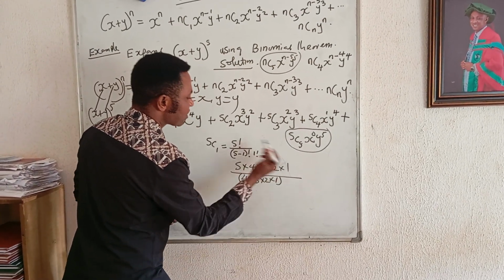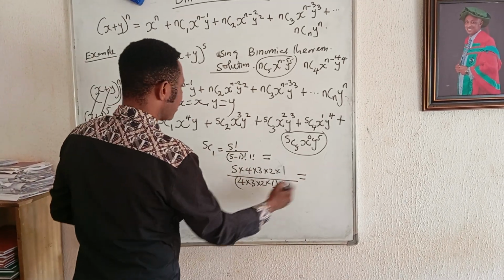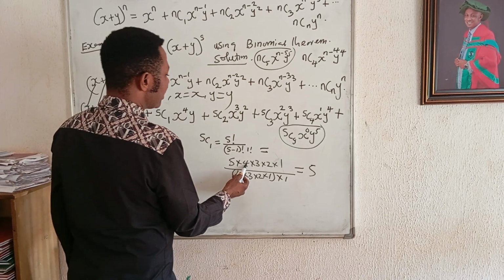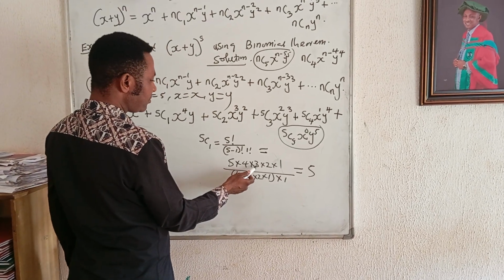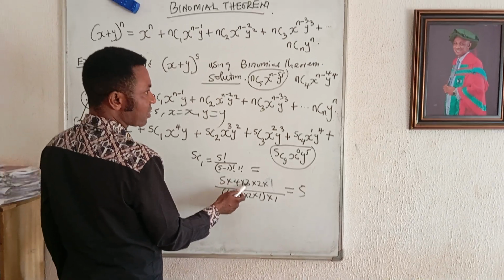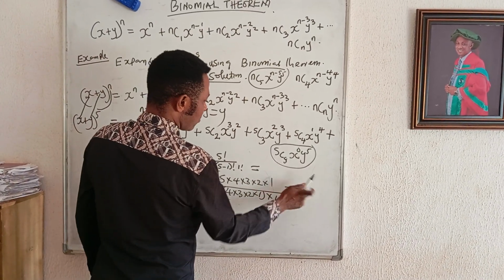All right. Then what is 1 factorial? 1 factorial is 1. So everything here, do it very well. We are going to get 5 times 4, which is what? 20. 20 times 3 is what? 60. 60 times 2 is 120.